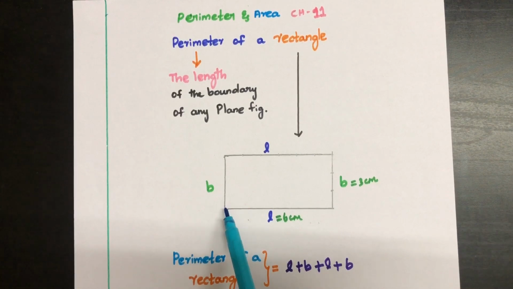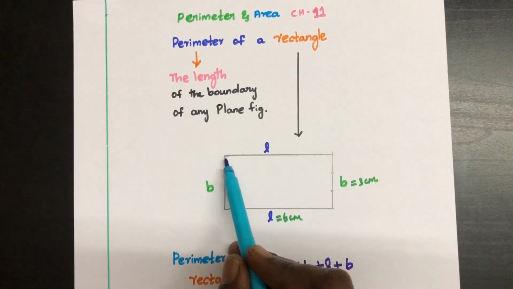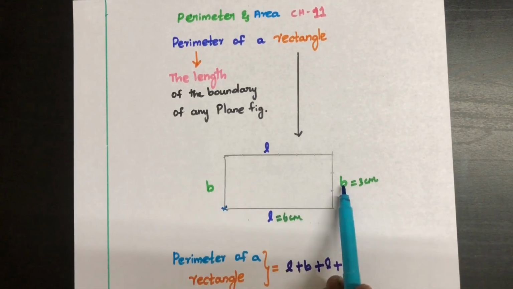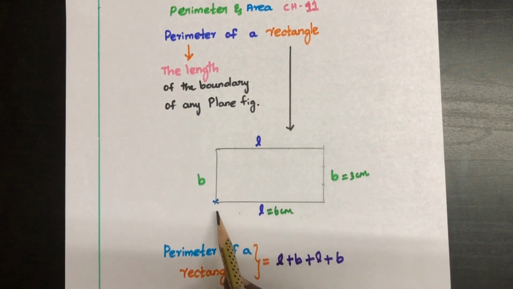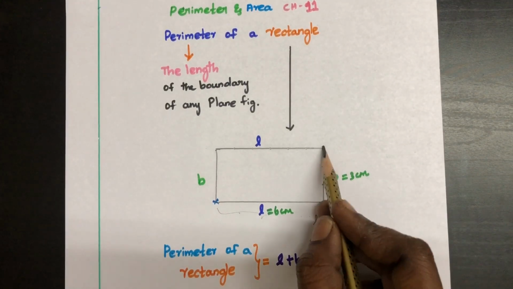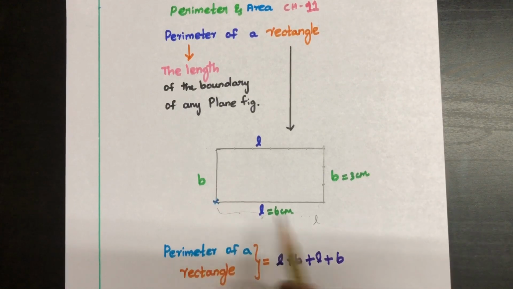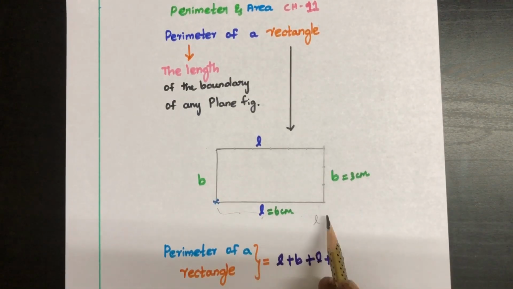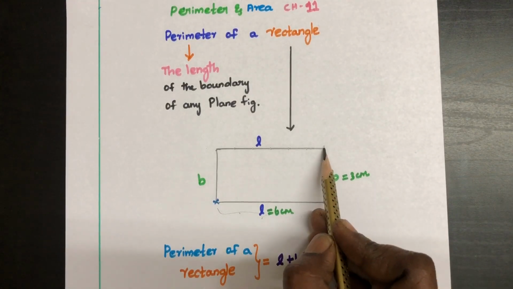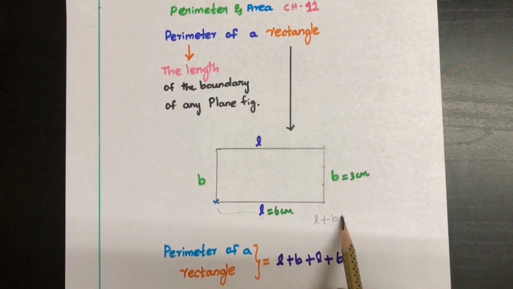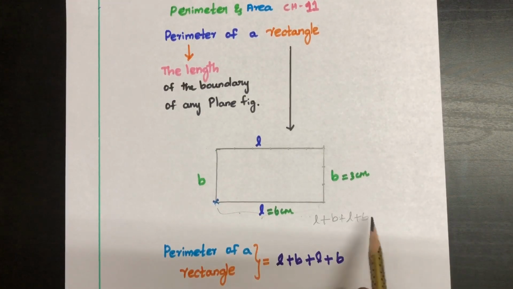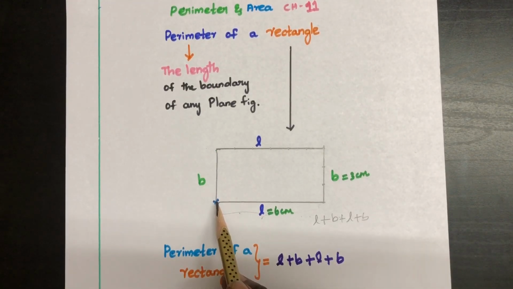See here. If we start from here, anywhere we can start. If we start from here, it is length, so L. Breadth means B. From here to here, this length is L. From here to here, it is B. It may be of any centimeter. From here to here, it is again L. From here to here, it is again B. We start here and we end here.